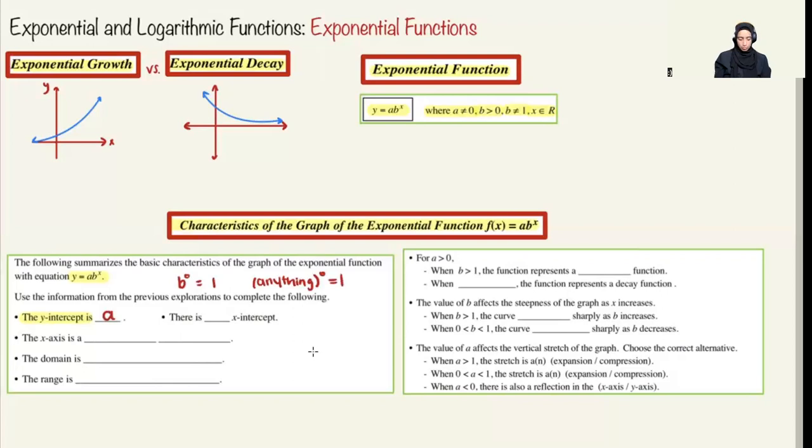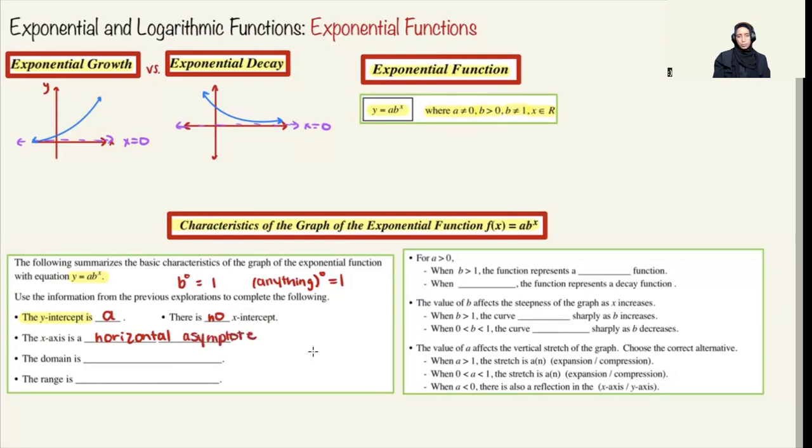There is no x-intercept. Remember, we said it approaches 0, but never touches. There's an asymptote over here. It approaches 0, but never touches because we have an asymptote at y equal to 0. We know that the function itself cannot touch it, so there are no x-intercepts. It's a horizontal asymptote.